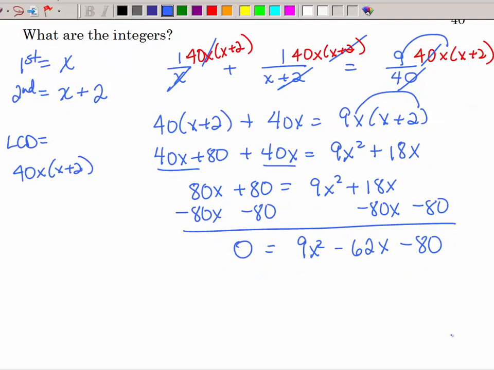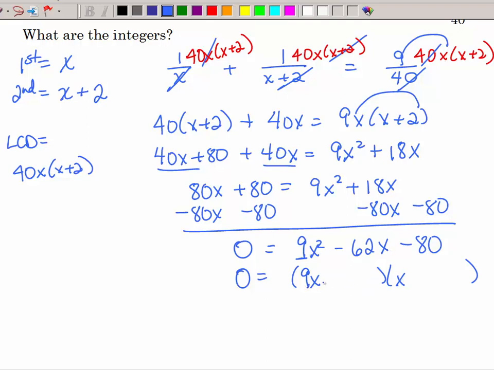Now we have a quadratic that we need to factor. And those are some really big numbers. I don't see that I could factor out a GCF, so I'm just going to dive in. And because these numbers are kind of big, instead of trying my regular 3 times 3, I'm going to try 9x times 1x. And then 80, the first thing that comes to my mind is 8 times 10.